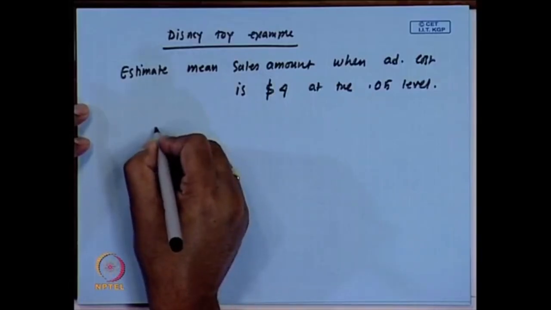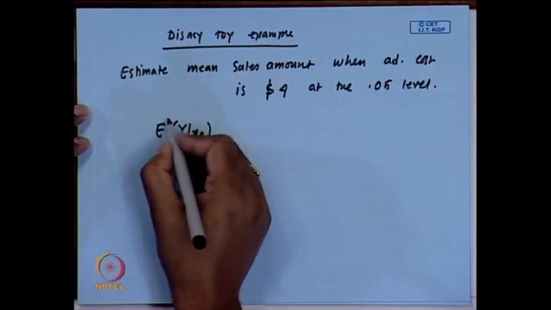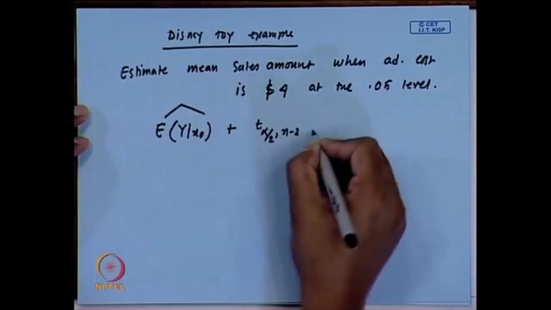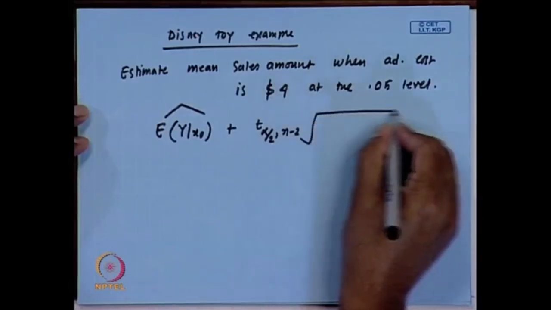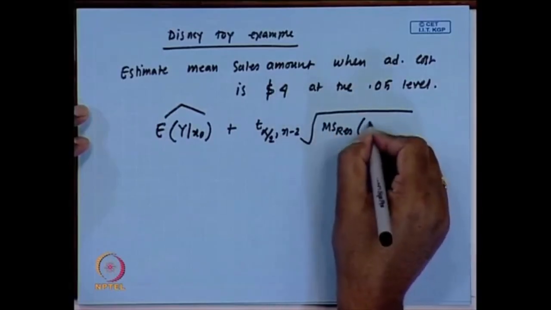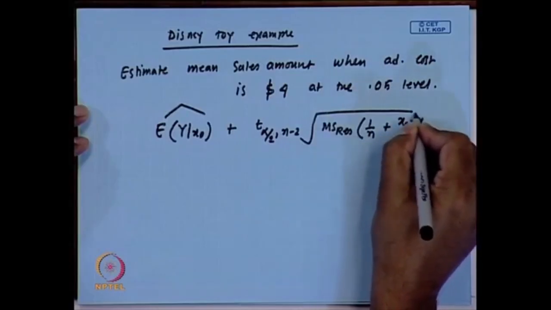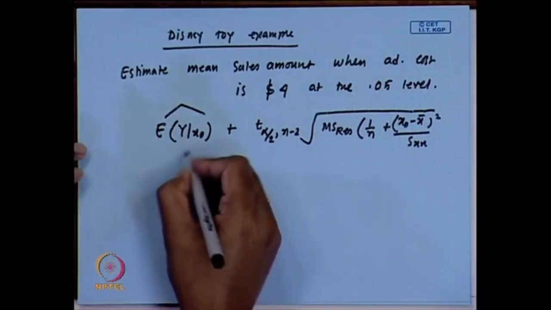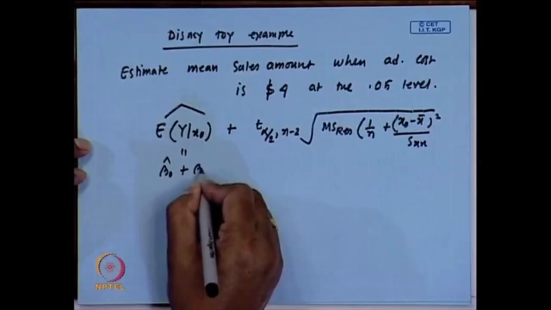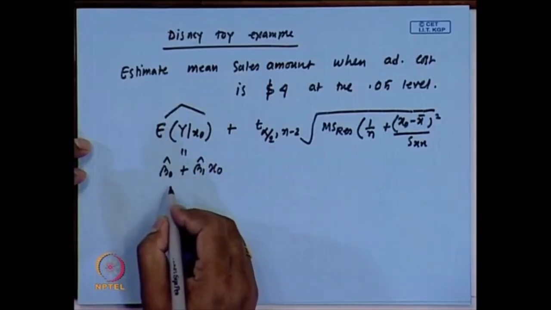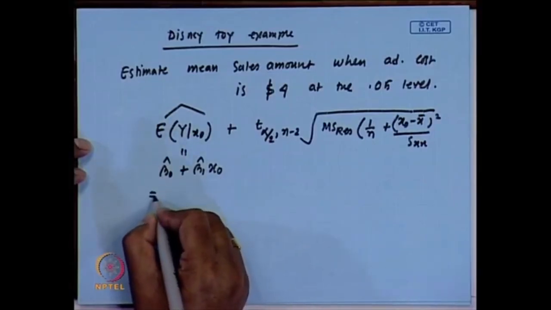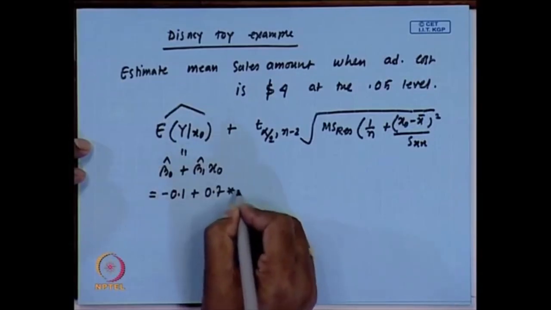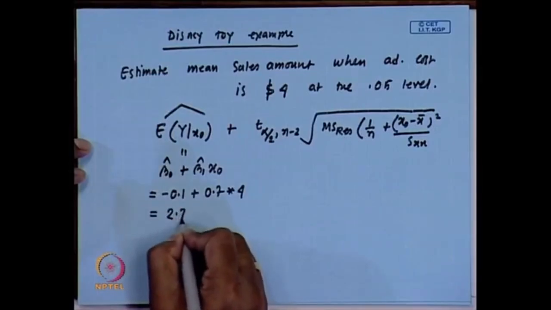The upper bound is E of y given x naught, estimate of this one, plus t alpha by 2, n minus 2, into root of MS residual into 1 by n plus x naught minus x bar whole square by S xx. Okay, this quantity is nothing but beta naught hat plus beta 1 hat x naught. So, we know the value of this one is basically minus 0.1 plus beta 1 hat is 0.7 and x naught is 4. So, this one is equal to 2.7.